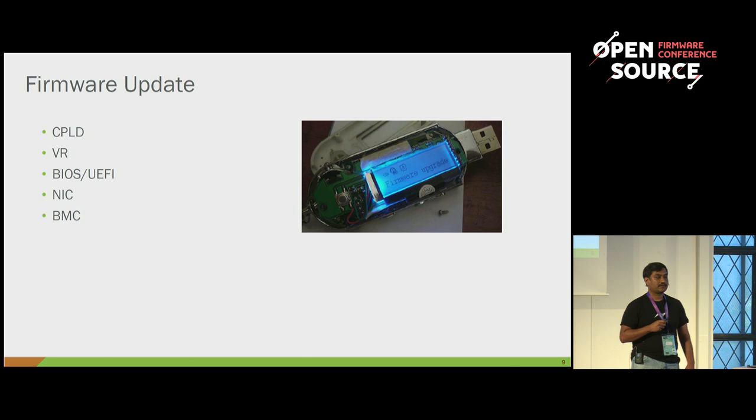Firmware update. We have a lot of firmware components. These systems are so sophisticated nowadays. As somebody was saying this morning, other than resistors, everything else is programmable. You can see here the programmable components that we use today: the CPLDs, voltage regulators, the BIOS, BMC, network NIC cards, SATA. You name any component, it's upgradable. So we would like to upgrade them remotely. This is another use case we have for managing systems remotely.